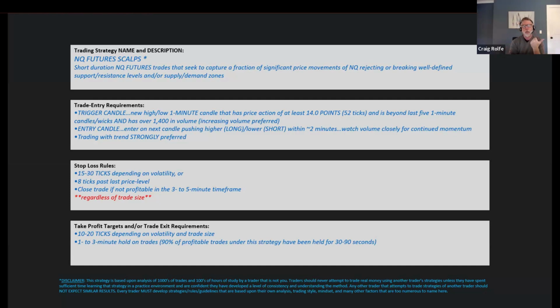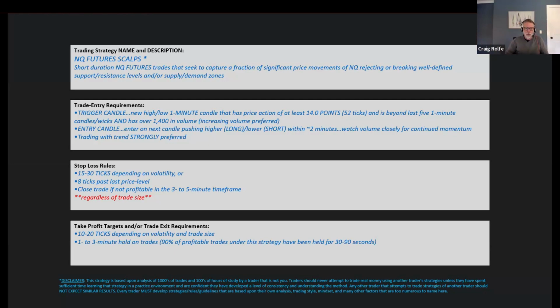I look at what time of day I was trading, what size trade I was taking, how long I was holding the trades, what was my profitability, what was my loss. I look at all of that data and I analyze it month after month after month to better inform how I trade. One thing that has never changed with my scalping strategy, this goes back to when I was scalping SPY options, 90% of my profitable trades, I hold them for 30 to 90 seconds. 90% of them, I've held them for 30 to 90 seconds.